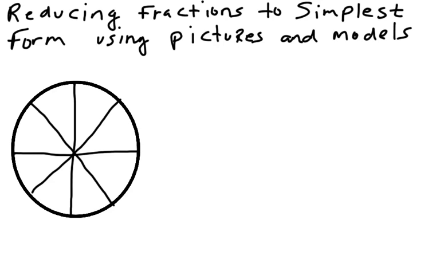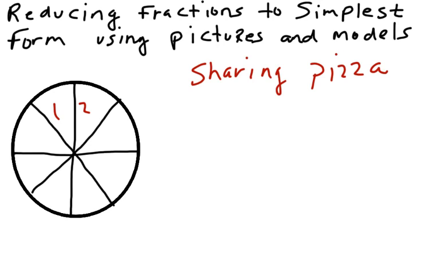Now, let's look at an example. This time we want to use pictures and models to reduce this fraction. Right now, I want you to imagine you're sharing pizza. When you're sharing this pizza, right now you have it in 1, 2, 3, 4, 5, 6, 7, 8 pieces. Now, let's say that you want to reduce the number of pieces that you're going to share.